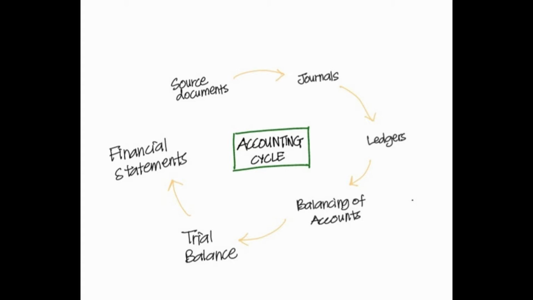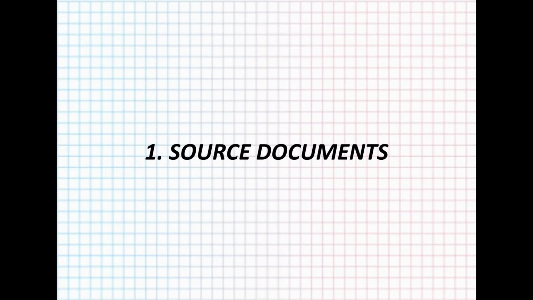There are 6 basic steps of the cycle. The first step is identifying, collecting, and analyzing the source documents. The second step is recording it to the journals. The third step is posting it to the ledgers. The fourth step is balancing the accounts. The fifth step is preparing a trial balance. And last but not least is preparing the financial statements. It begins with source document.